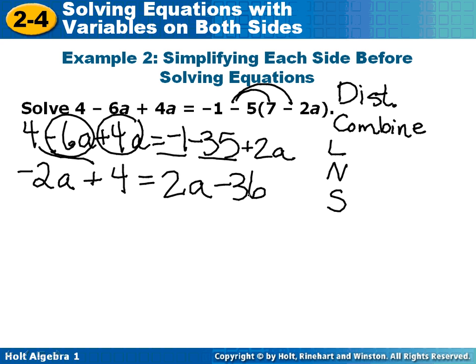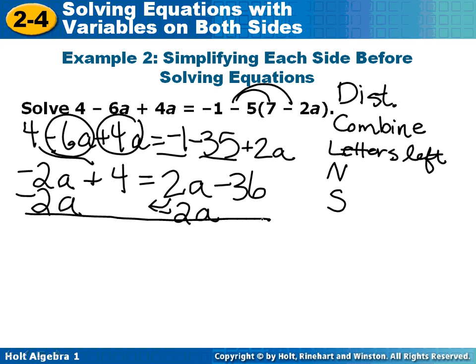The L stands for letters to the left. And if you notice, the 2a is on the right-hand side, so I need to move it to the left so that it can join with the other 2a. So I'm going to subtract 2a using inverse operations. -2a and -2a is -4a. Go ahead and drop everything else down.